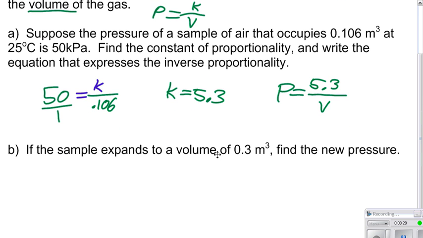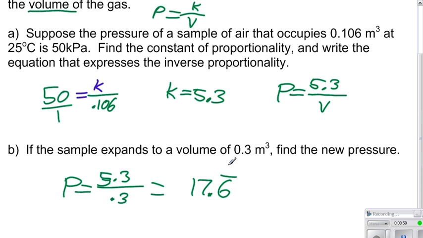If the sample expands to 0.3 cubic meters, find the new pressure. So the volume goes up to 0.3, find the new pressure. 5.3 over the new volume, 0.3. We get 17.6 repeating, and pressure is measured in kilopascals, kPa.